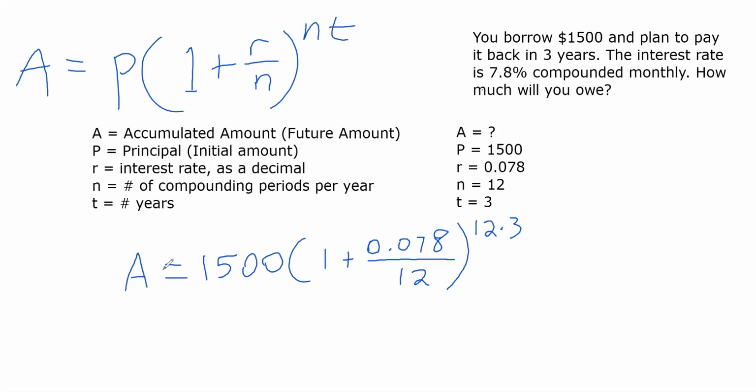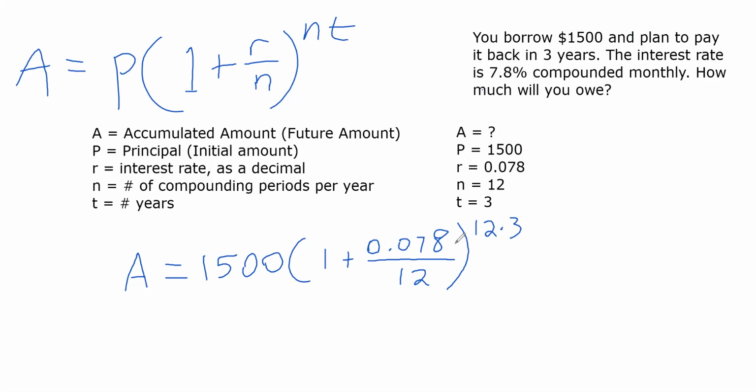So we've got to figure out a way to do this. The order of operations says we'd have to do this division first, then add it to the 1. We need this 12 times 3 to happen. Then we raise this to that 12 times 3 exponent. So that's the suggested order of operations. So you could do it step by step. You could do 0.078 over 12, simplify that, add it to 1. You could do 12 times 3, get it to 36.